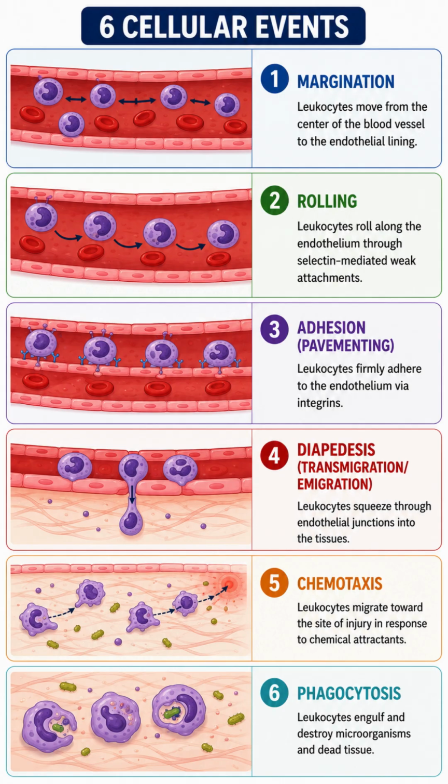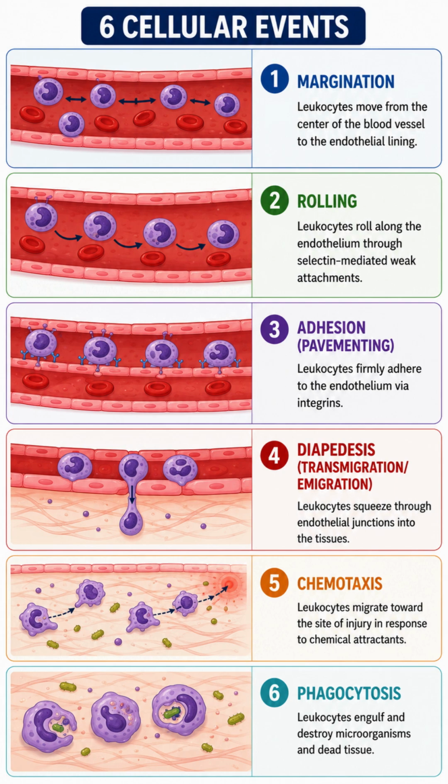6 cellular events. The first cellular event is margination. Leukocytes move from the center of the blood vessel toward the endothelial lining. The second event is rolling. Leukocytes roll along the endothelial surface through weak, selectin-mediated attachments.